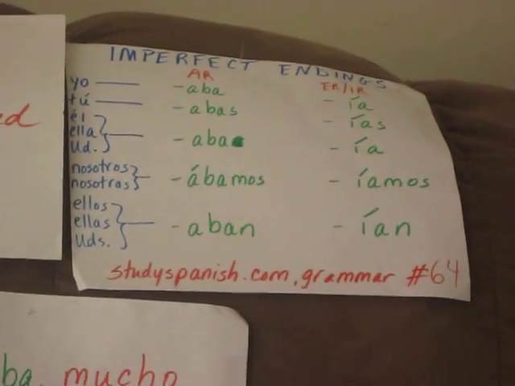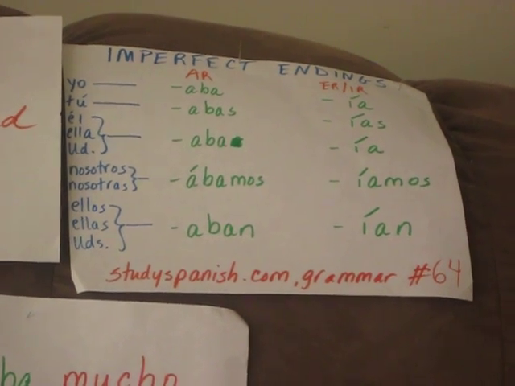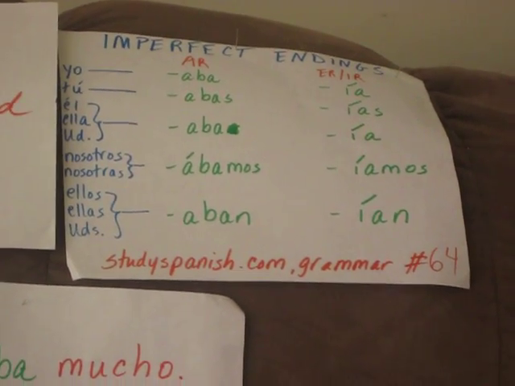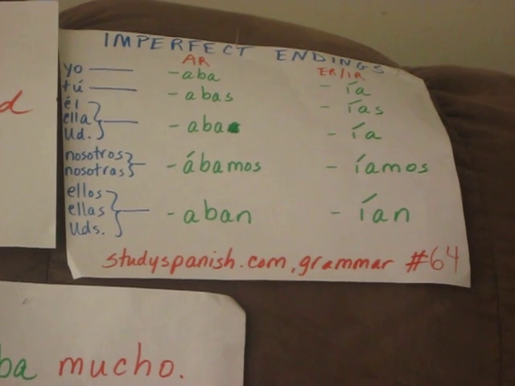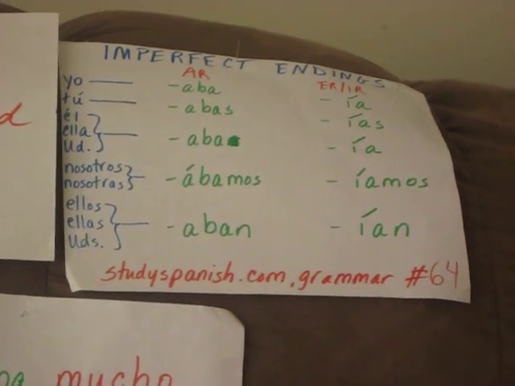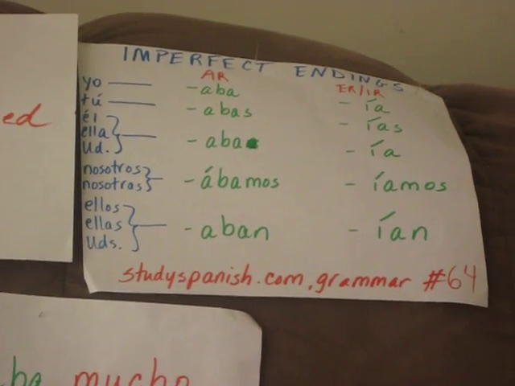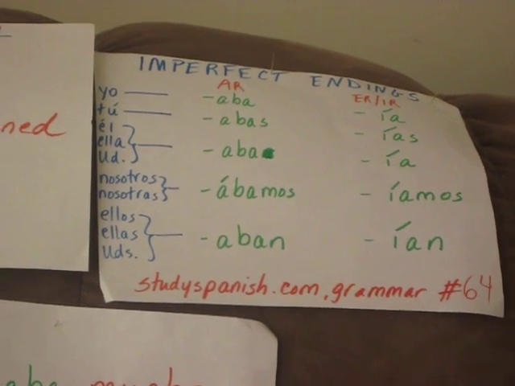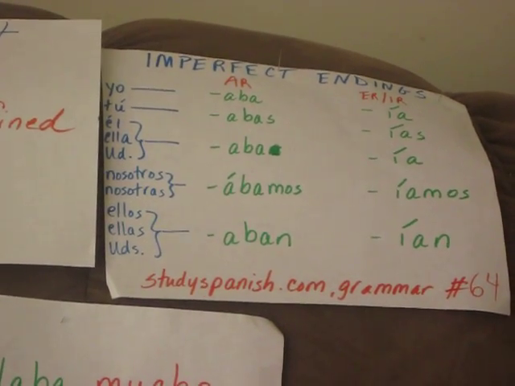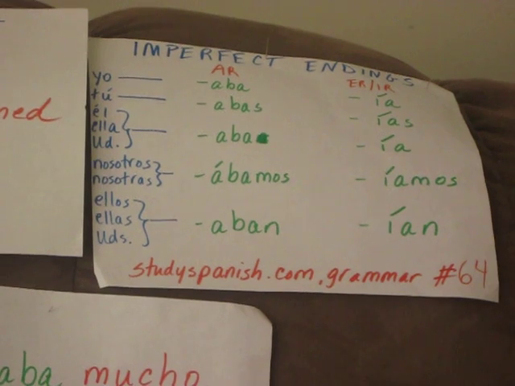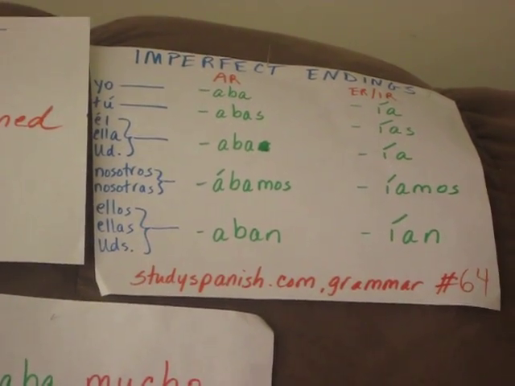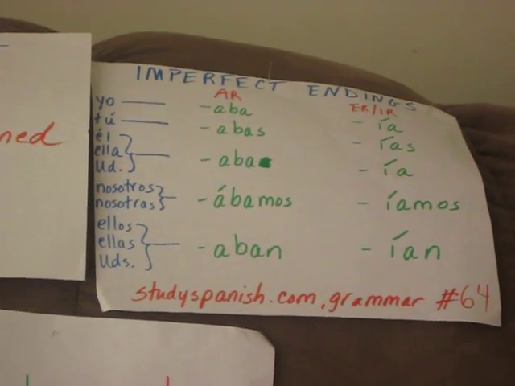Now remember, in Spanish we have AR verbs, we have ER verbs, and we have IR verbs. And the endings are going to be different depending on what you're talking about. The good thing about imperfect is you only have AR to differentiate from ER and IR. ER and IR verbs have the same endings. So real quick, here are your endings.